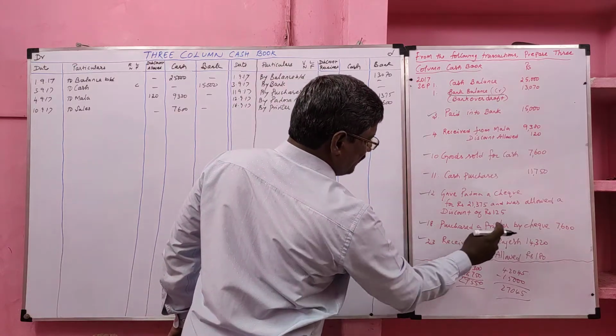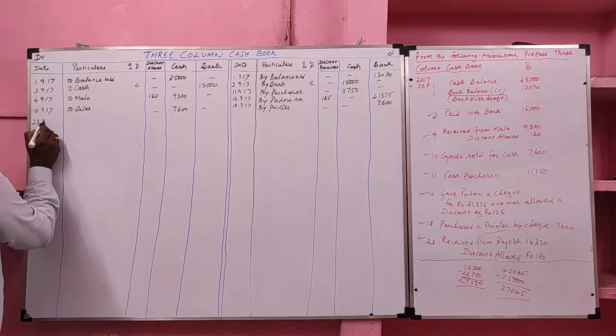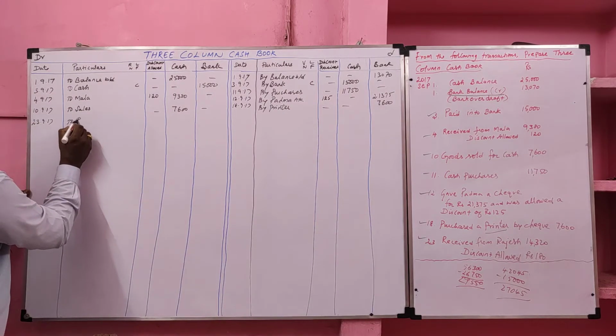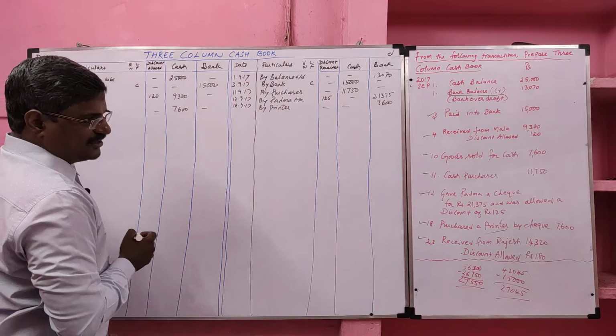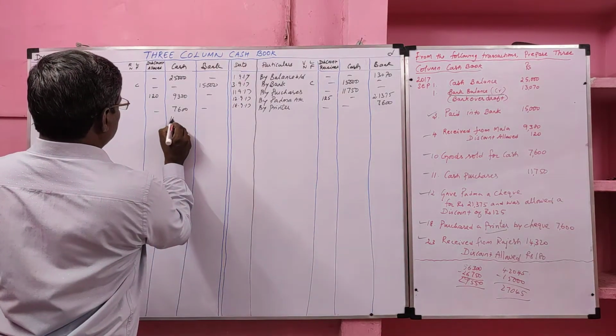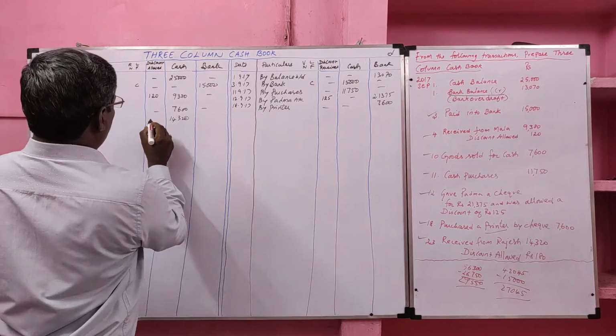Next, received from Rajesh is a receipt, to Rajesh. Received from Rajesh 14,320. Discount 180.